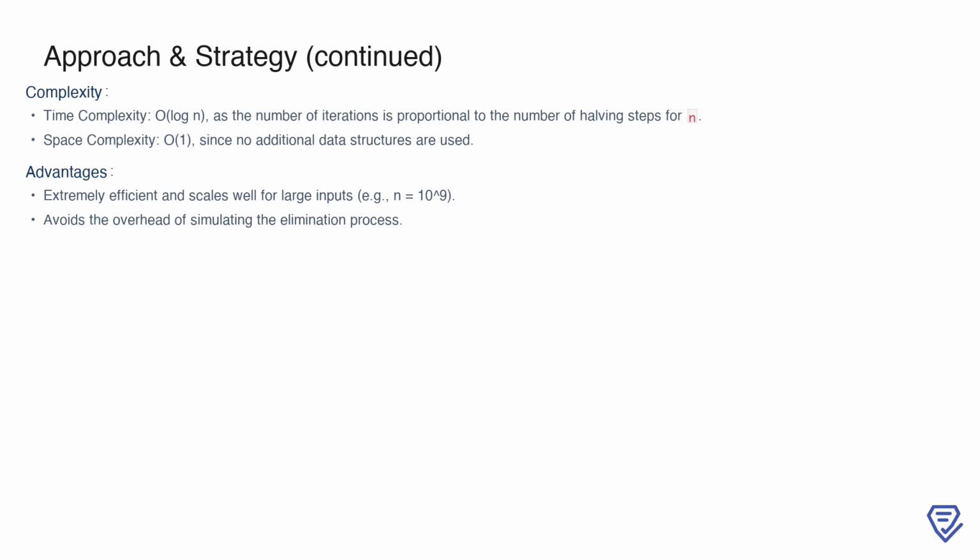The time complexity is O(log n), as the number of iterations is determined by the number of times n can be halved, which corresponds to the elimination rounds. Space complexity is reduced to O(1), since no extra data structures are needed; the computation involves only a few variables.